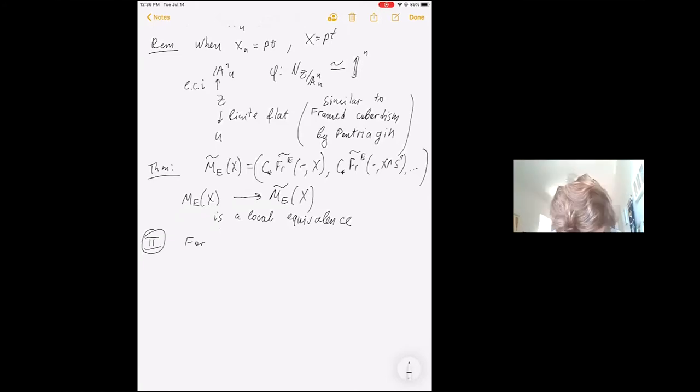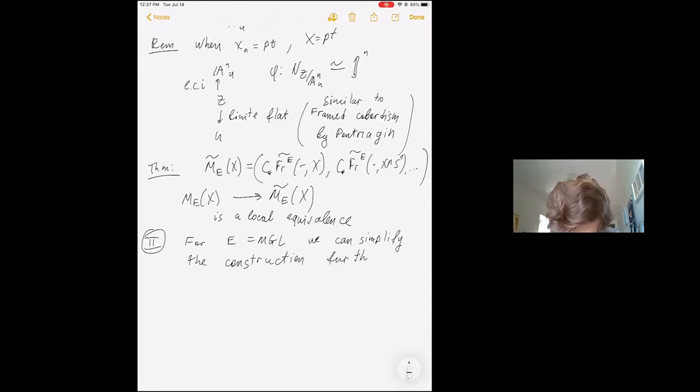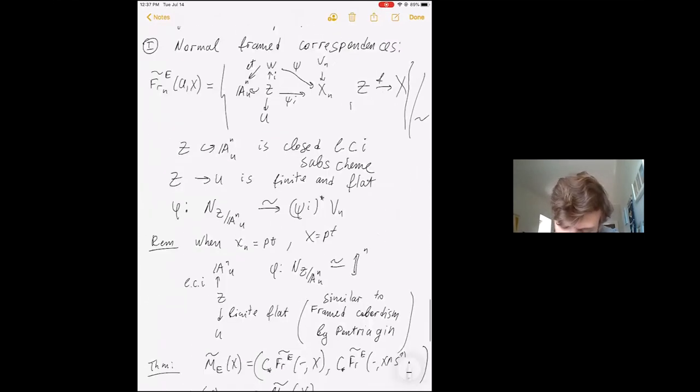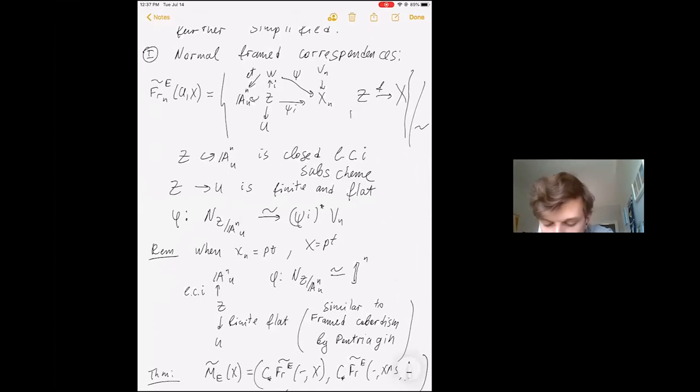So for E equals MGL, we can simplify the construction further. When E is MGL, then Vn we have here is just a tautological vector bundle of rank n, right? So this normal frame correspondence is going to give us the isomorphism of the normal bundle of Z with a pullback of the tautological vector bundle. And then it turns out that we can get rid of this information as well.